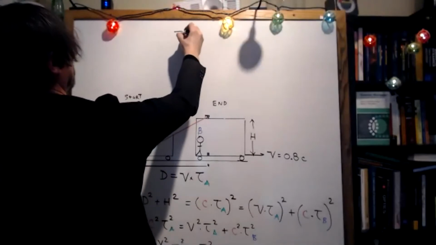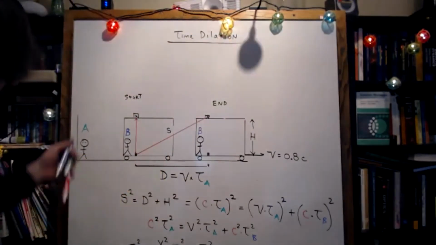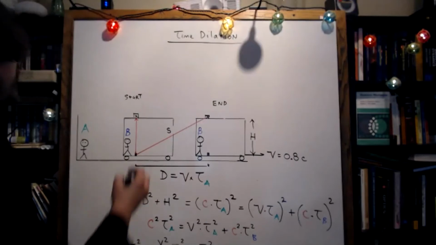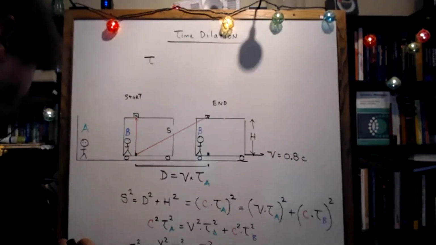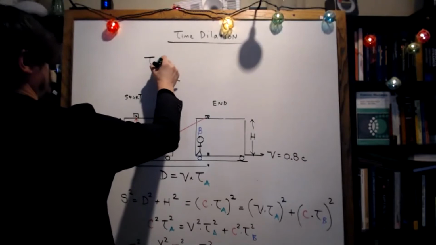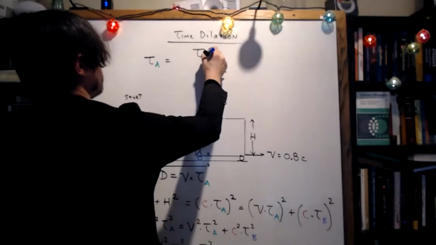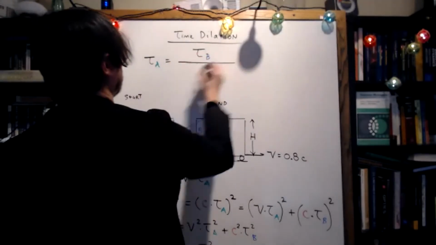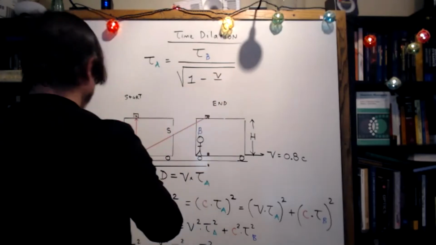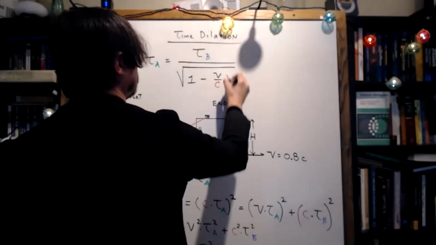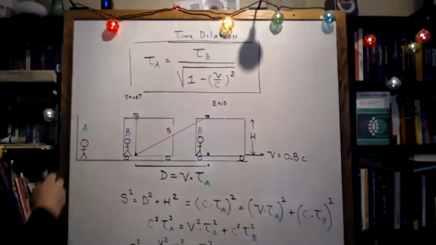The equation for time dilation. I didn't realize how out of the class I was going here. So the final equation looks like this. Let's see. TA is equal to TB divided by the square root of 1 minus the velocity of the cart over the speed of light squared. Please be careful to write that exactly the same way that I do.